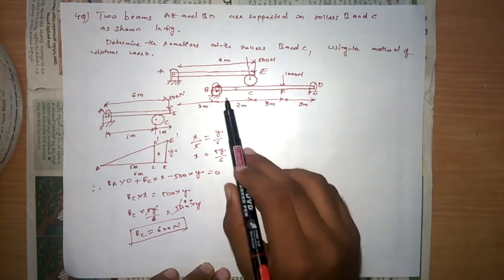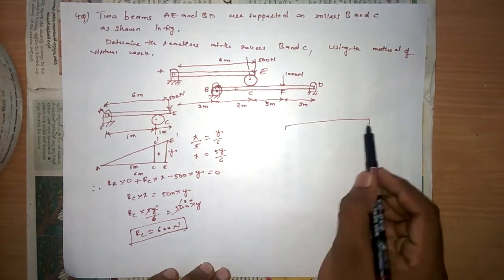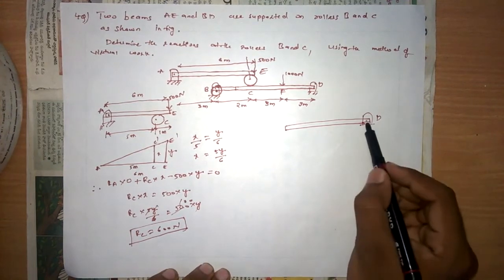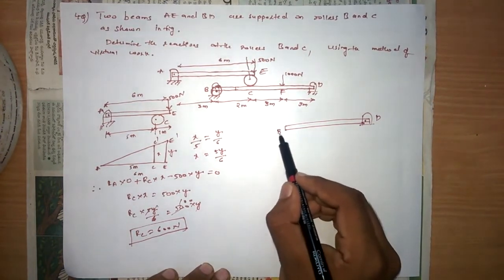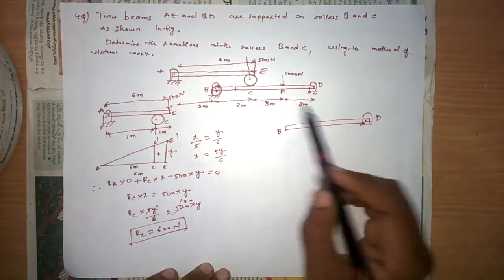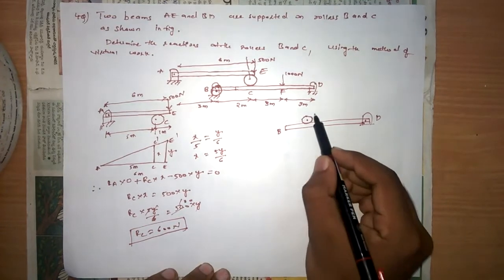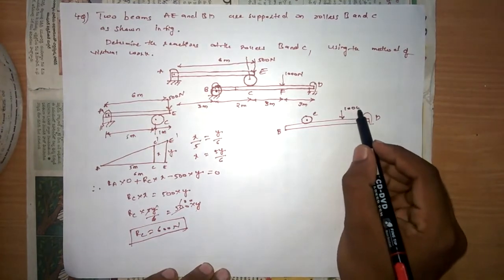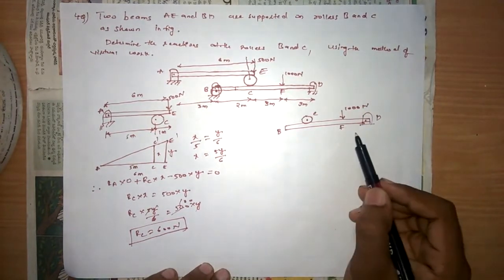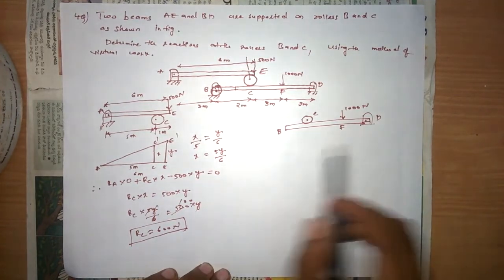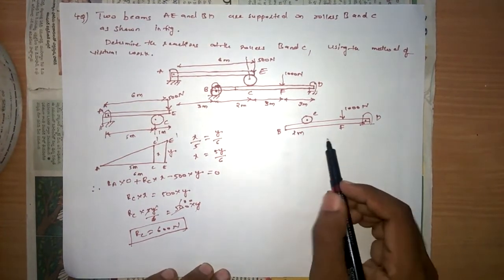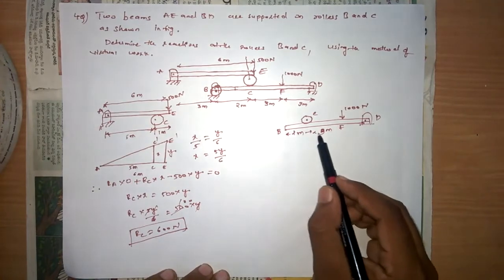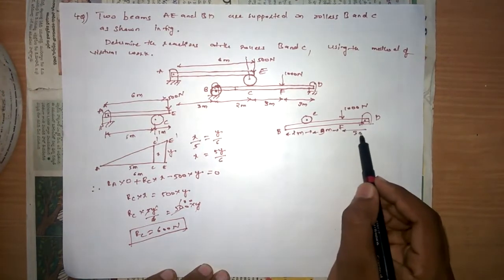Next, another beam, that is BD. Here we can conclude that D is hinged, and B is roller supported, and this is the support which we got. This is the point C, and there is a load of 1000 newtons acting at a point F. Now we should mention the distances. This is at a distance of 2 meters, and from this point to this point it is 3 meters, and another distance of 3 meters.